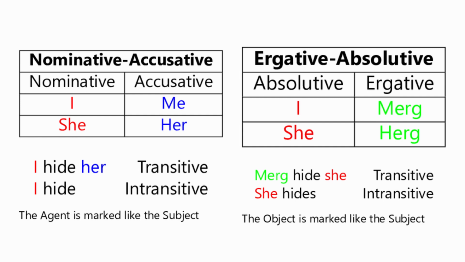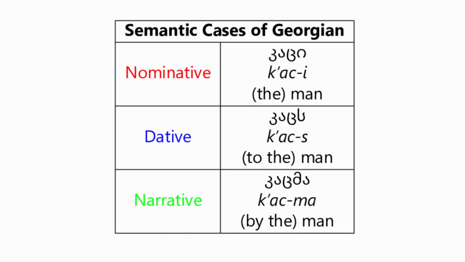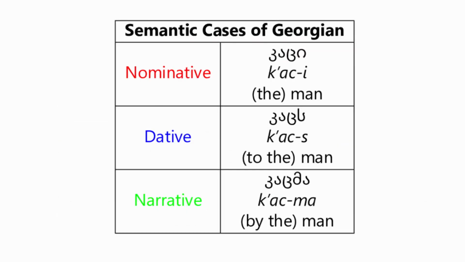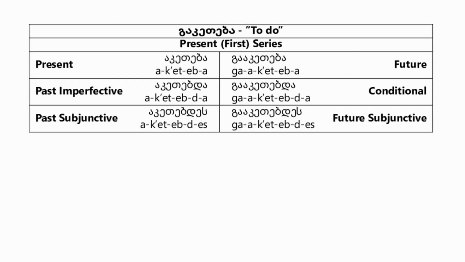So, to talk about the case system of Georgian, there are 7 cases in total, but only 3 semantic cases to worry about: the nominative, the dative, and the narrative, which is often called the ergative in English language literature, but I'll be saying narrative because it's more neutral. I said that the case marking system differed in Georgian based on the series of the screeve of the verb. Indeed, the semantic functions of nouns standing in these cases is determined by the series of the verb to which they belong. So, let's look at how this happens, starting with the first series.